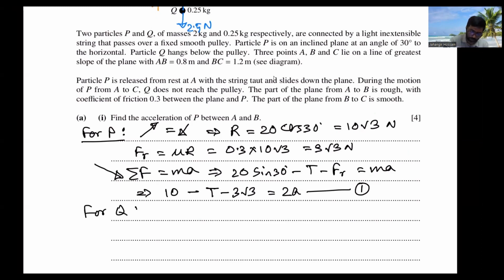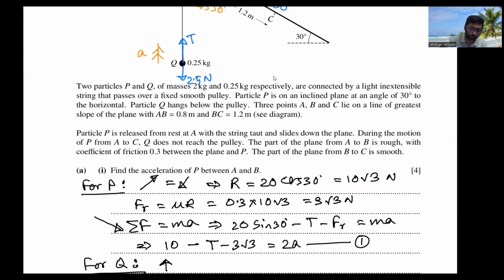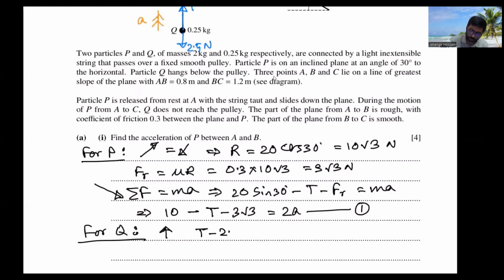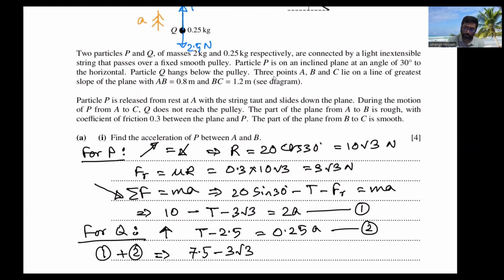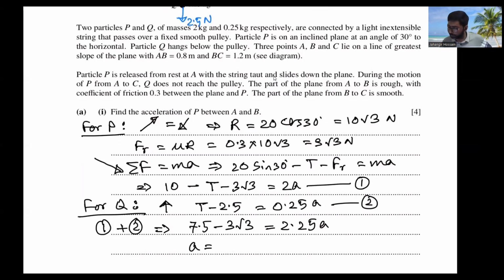And for Q, if Q is moving vertically upward, the resultant force on Q is T minus its weight. T minus 2.5 equals its mass times acceleration. That's equation 2. So simply add these two equations and you'll have the acceleration: 10 minus 2.5, that's 7.5, minus 3 root 3. T cancels out, and on the right hand side we'll have 2.25a. The acceleration will be 1.02393, so correct to 3 s.f., 1.02 meters per second squared.